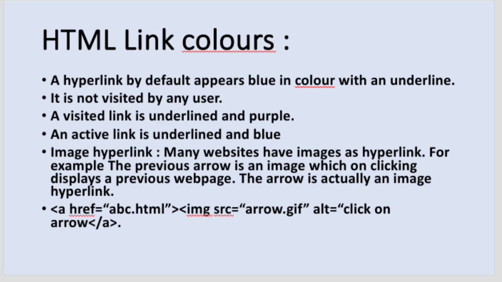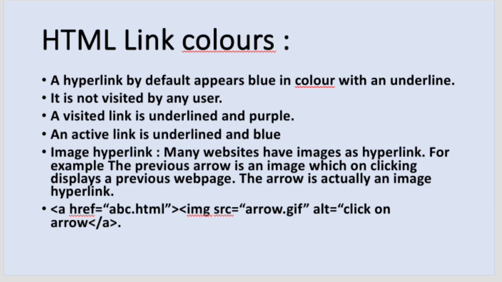Further is HTML link colors. A hyperlink by default appears blue in color with an underline. It is not visited by any user. A visited link is underlined and purple. When we open a form, we see any link. When nobody has visited that link, or we have not visited that link, it will appear in blue color. And when we visit that website, when we click and go to that website, the link turns into purple color and it will come in underline format. So an active link is underline and blue.